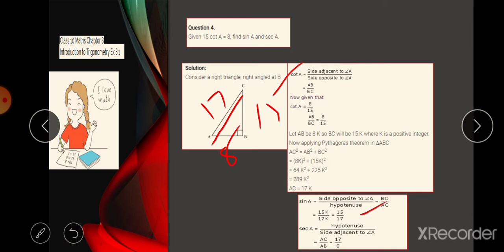And next they are asking secant A. Secant A is nothing but hypotenuse by adjacent. Then 17 by 8 is the hypotenuse by adjacent.